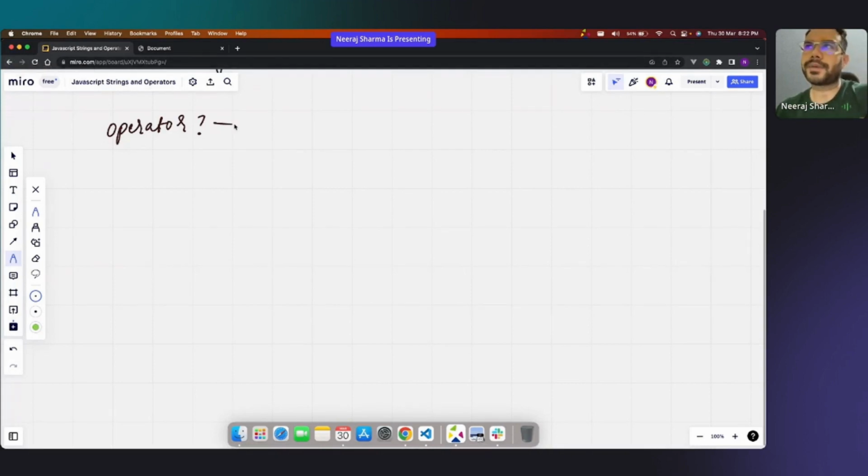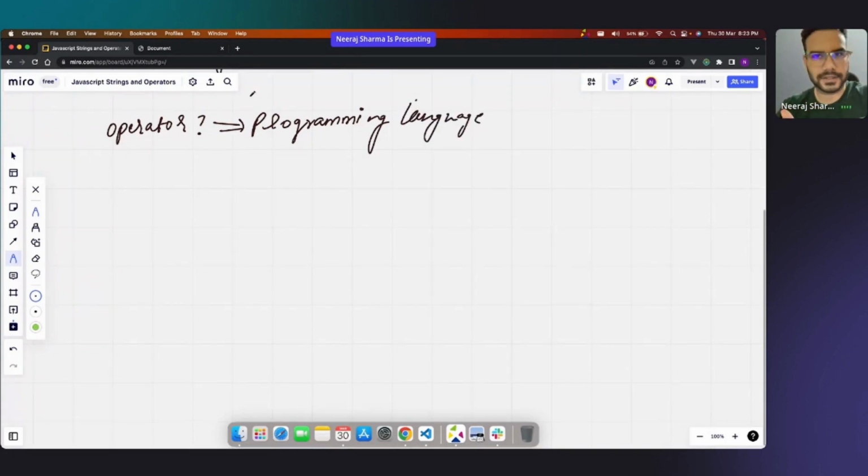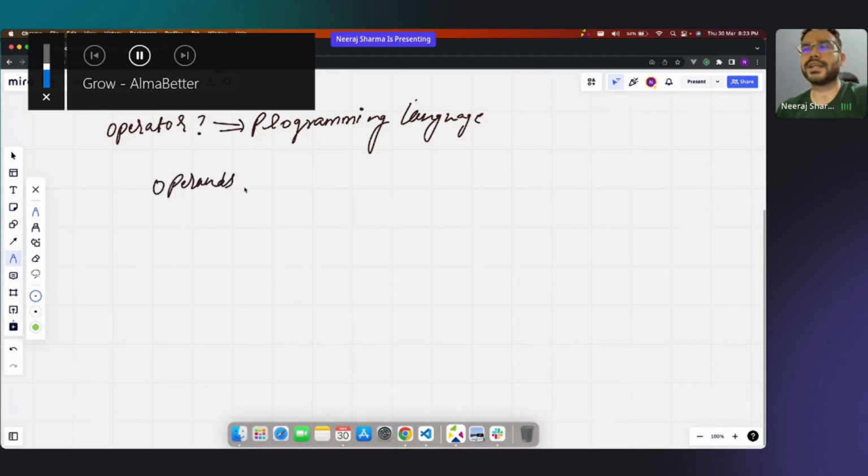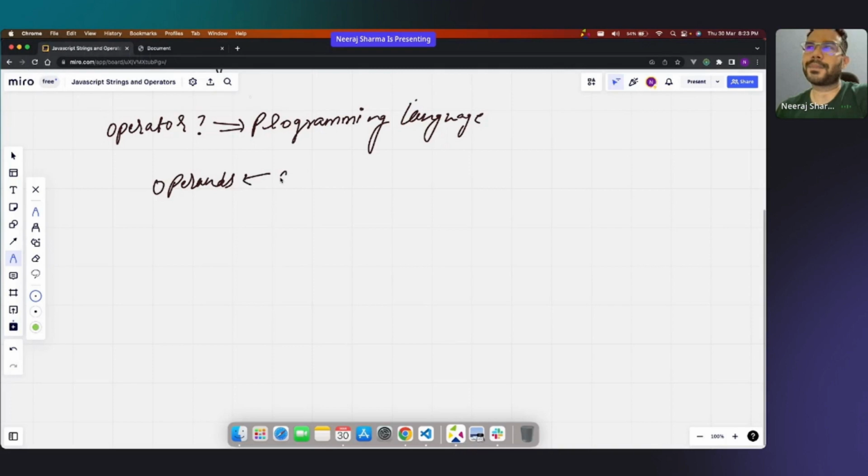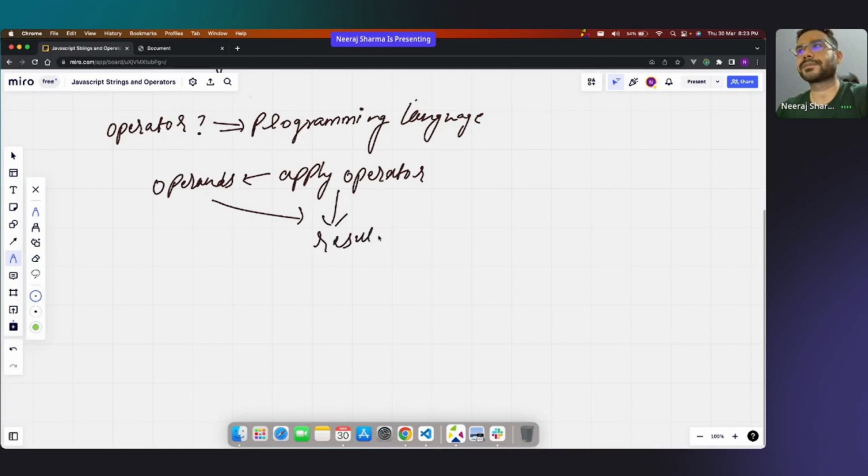However, when we talk about operator in terms of a programming language, what happens? An operator basically works on operands. It works on operands and gives you something out of it. The idea is you will have operands, on top of it you will apply an operator, and by doing this you will get some result.